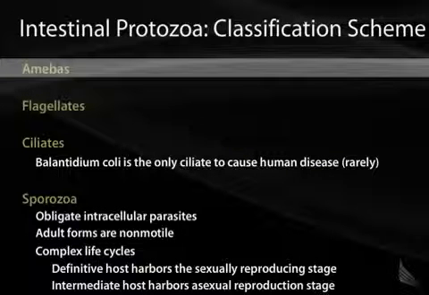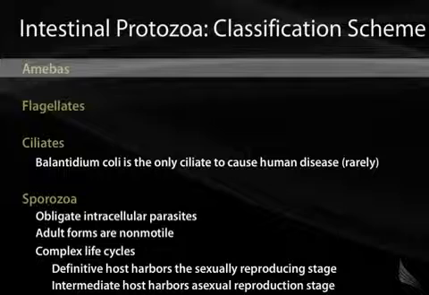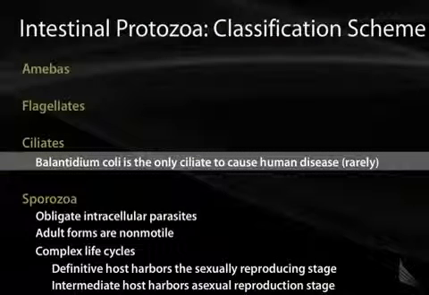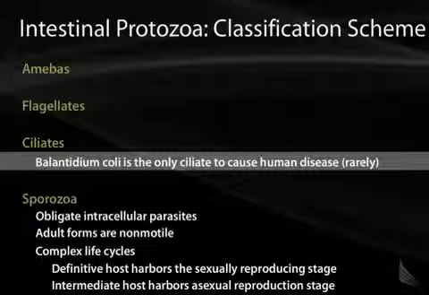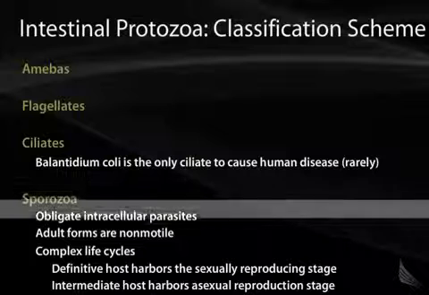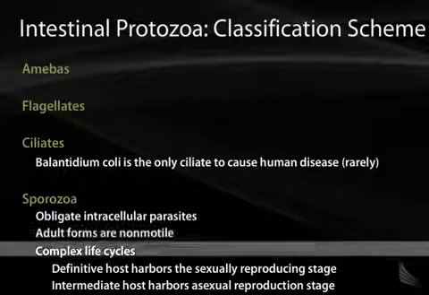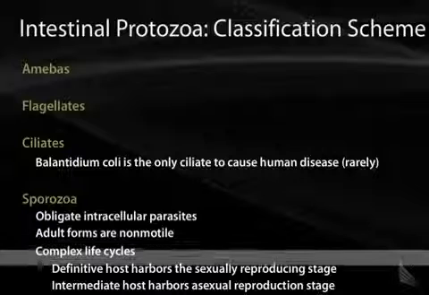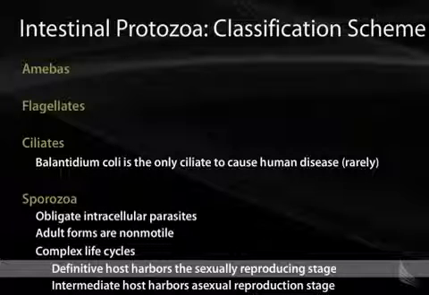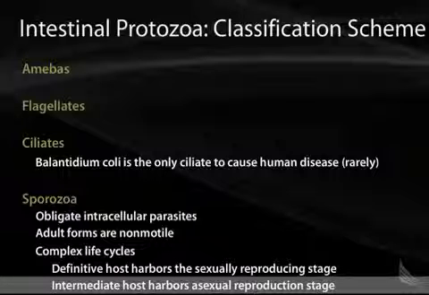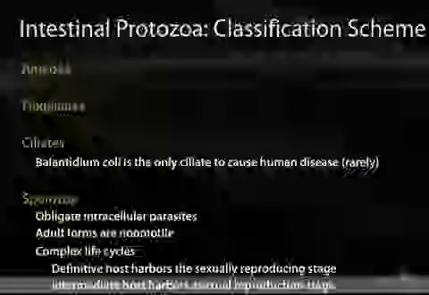Intestinal protozoa have a classification scheme based on amoebas, flagellates, and ciliates. Balantidium coli is the only ciliate to cause human disease, and even then it only does so rarely. Sporozoa are obligate intracellular parasites. The adult forms are non-motile, and they have complex lifestyles. Usually, the definitive host harbors a sexually reproductive stage, and the intermediate host harbors an asexual reproductive stage.